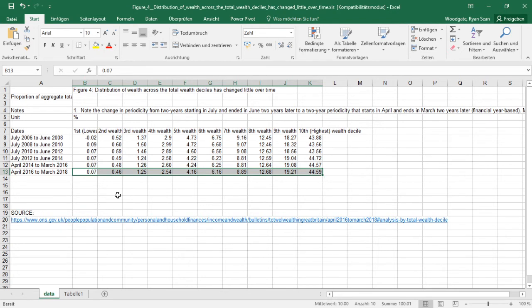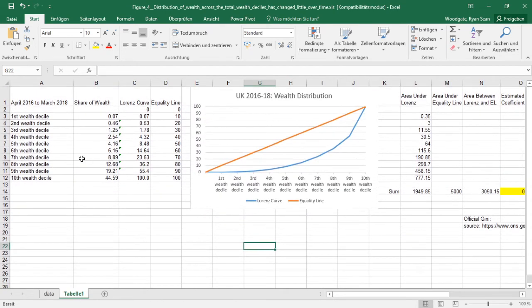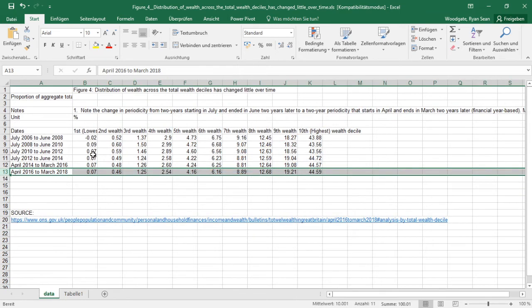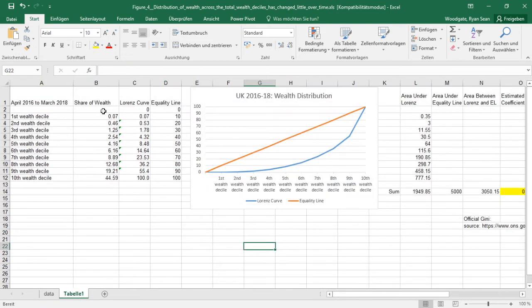But this isn't our Gini index yet. We need to do something with this data in order to turn it into a Gini index that represents just how unequal the distribution is. So what I'm doing now is simply taking the last period of analysis, the most recent one. I've just put it in vertical form.